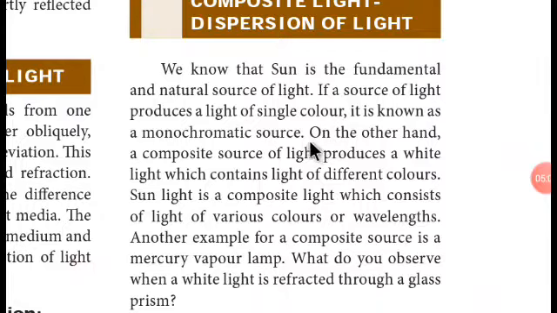Coming back to the text, on the other hand, a composite source of light produces white light which contains light of different colors. And this thing I explained just now.